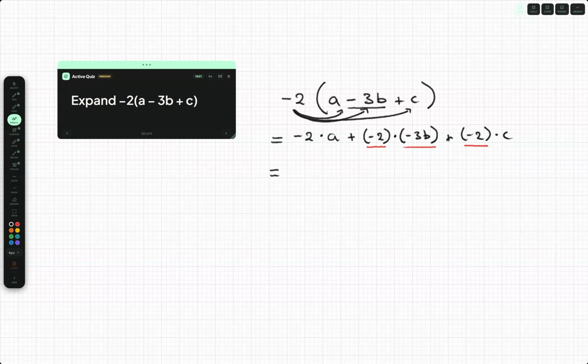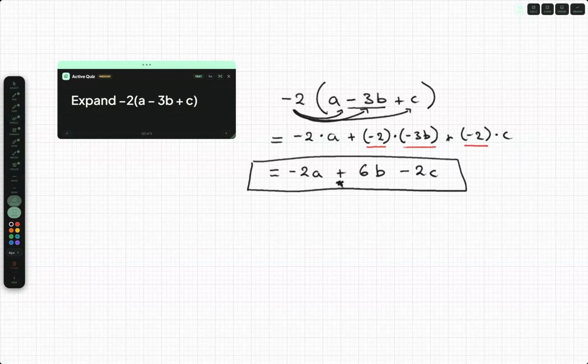So we'll do this one at a time. -2 times a is -2a, plus, now we'll just look at these two here, -2 times -3b. So a minus times a minus will be a positive. So we're fine leaving this plus sign here, and then we can just remove that. -2 times -3 is positive, so it's going to be the same as 2 times 3, which is just 6b. And then our last term, it's a negative times a positive, so we know it's going to be a minus. -2 times c is -2c. That's our answer.